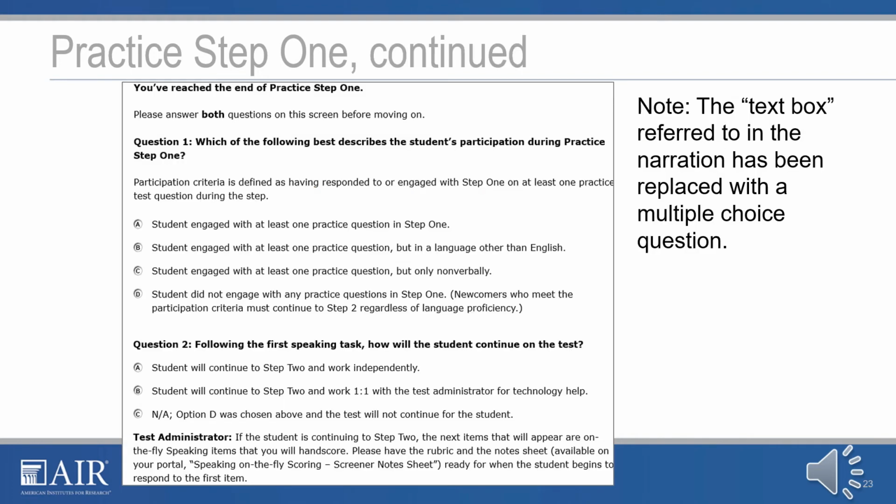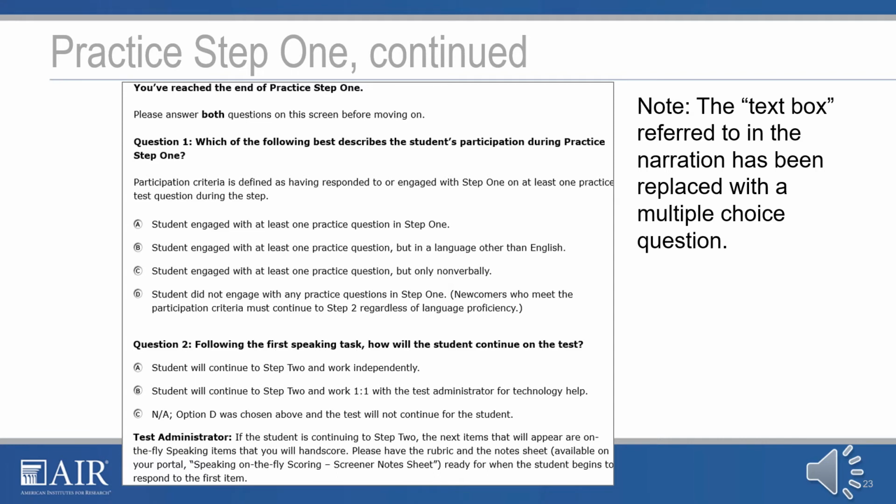At the end of Practice Step 1, the test administrator will be presented with the pictured screen. The TA will respond to 2 questions on this screen regarding the participation of the student and, if continuing to Step 2, whether the student will work independently or not once the first operational task set is administered to the student and scored by the TA. A response is required. The options are as follows.